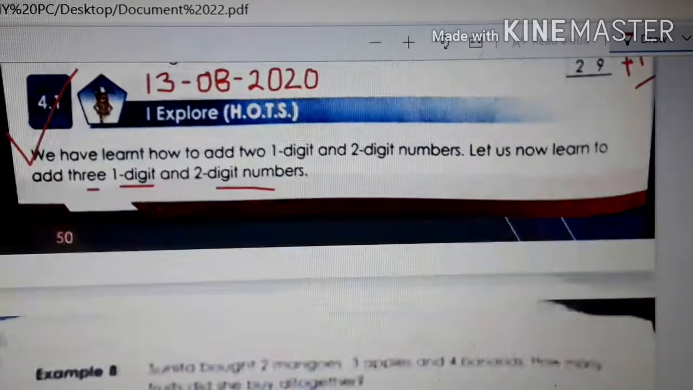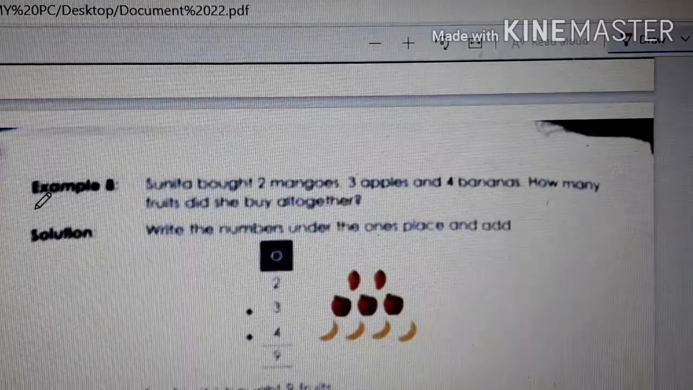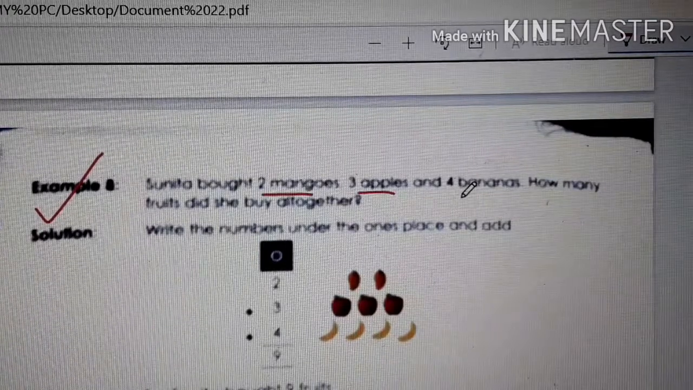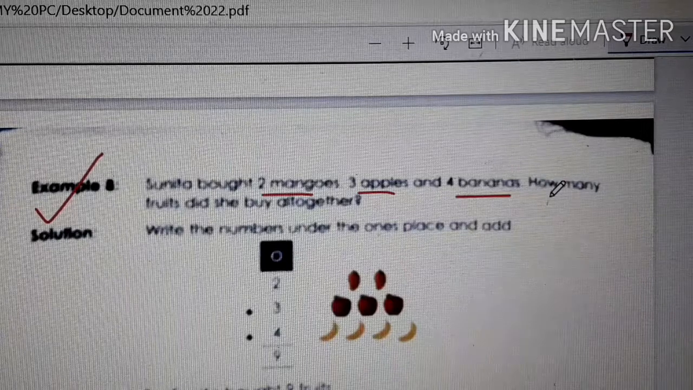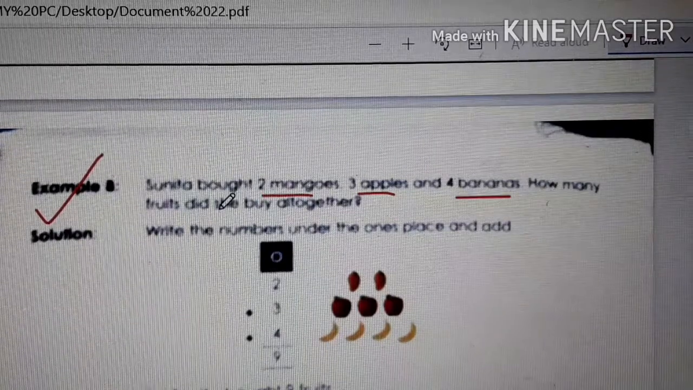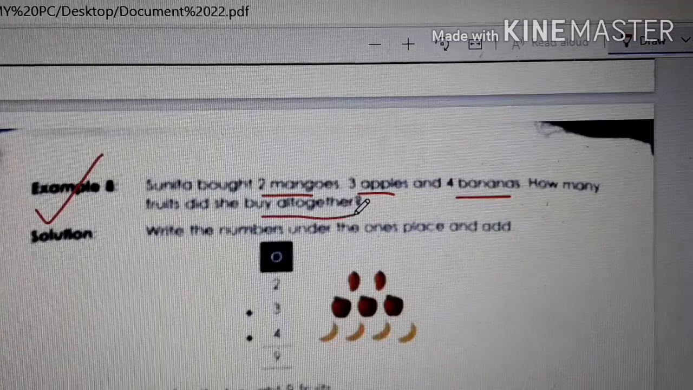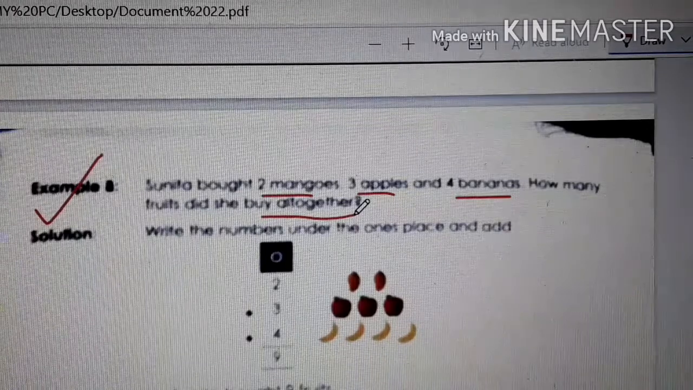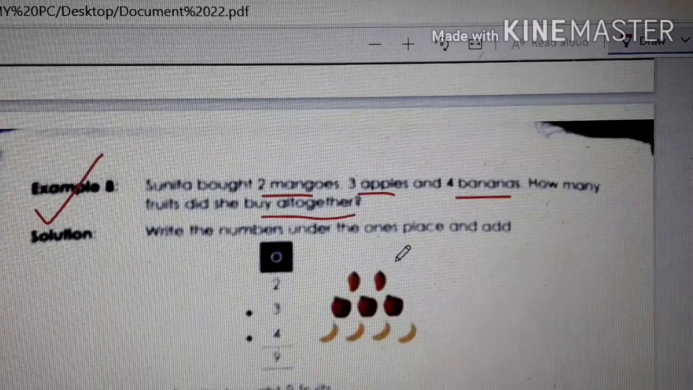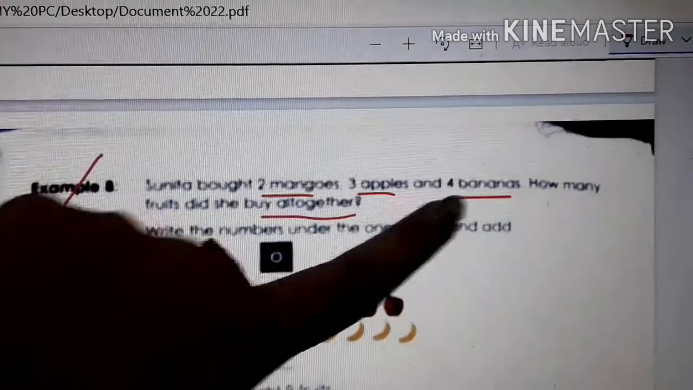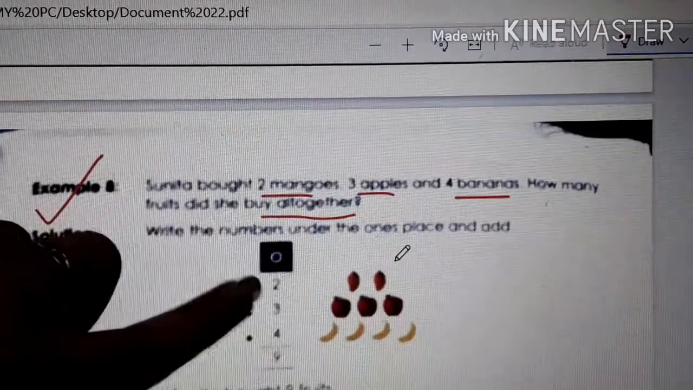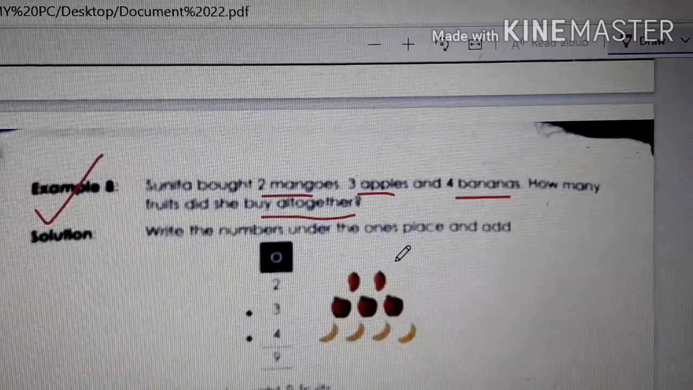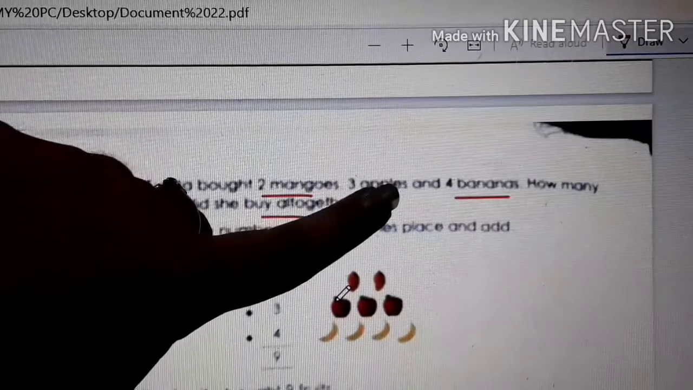Take out page number 51. Let's start with example 8. Sunita bought 2 mangoes, 3 apples and 4 bananas. Is it clear? How many fruits did she buy altogether? Now the word altogether, children, means addition. So we are going to arrange all the fruits vertically, and there are 3 digits, isn't it? We'll learn first how to add three one digit numbers. So these are three one digit numbers.